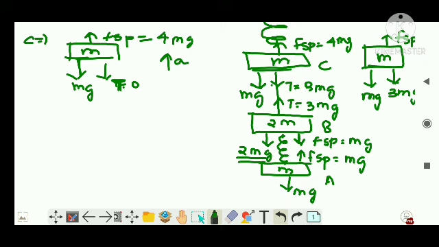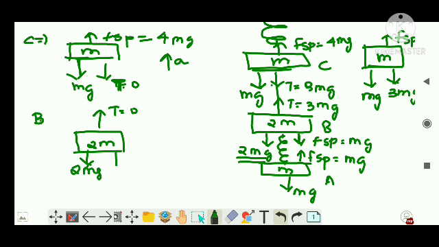Now write the force equation. You can find the answer by yourself, but first we will draw all the diagrams. That is better. So let's talk about mass B, right? So again the mass is 2m, right? Again this tension goes off, tension is equal to 0, and below its weight 2 mg is there, and below the spring's FSP, which is equal to mg, is there, right? And this mass is accelerated downward.